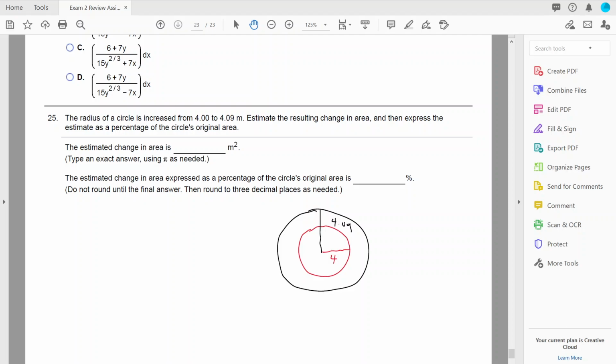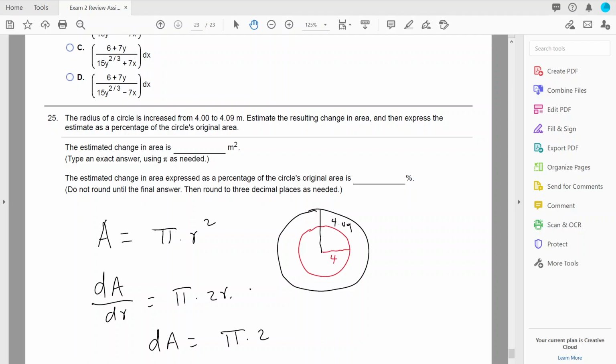So first of all, to do this kind of problem, you have to know the area for the circle, which is pi times r squared, and the rate of change of area, which is derivative of A with respect to radius, is pi times 2r. So change in the area can be written as pi times 2r times change in the radius. So now the first part we have to estimate the change in area.